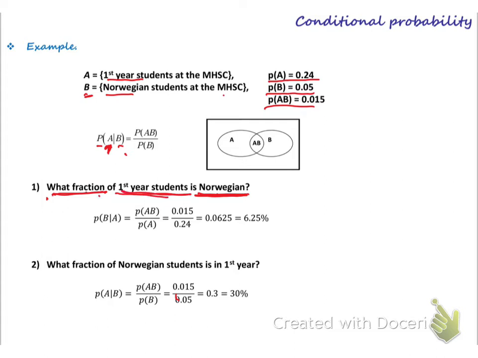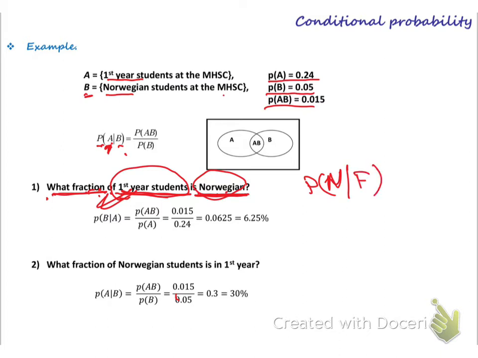What is the fraction of first year students? So this is not a choice for us. He is not asking about whether they are in the first year or not. No, he told us it is given they are the first year, and I'm looking at the fraction of the Norwegian. So here, what I'm looking for, the probability of what? Probability of Norwegian, given that they are in the first year.